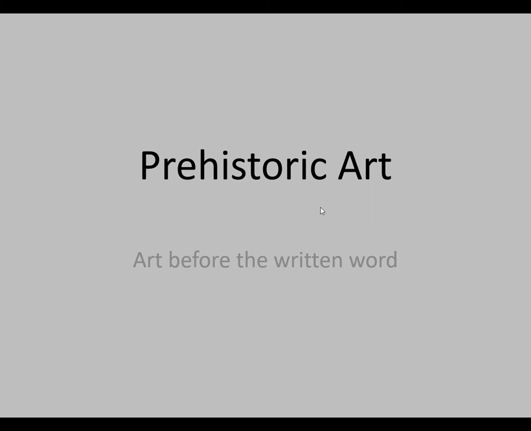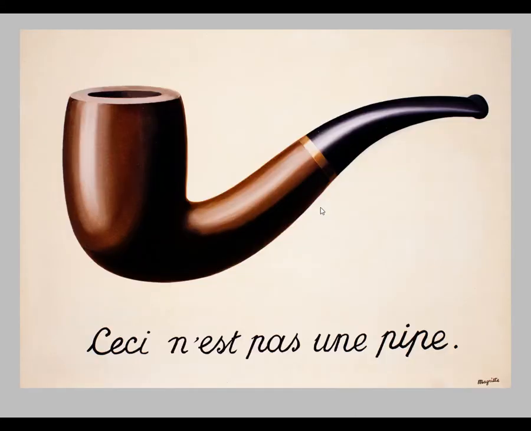To begin, we start at the beginning, of course, with the first art that man has made, but I like to start the course with this. This is not prehistoric art. This is a painting done by René Magritte. And if you were in class, I would say, tell me what this is. And I'm sure 100% of you would say this is a pipe.